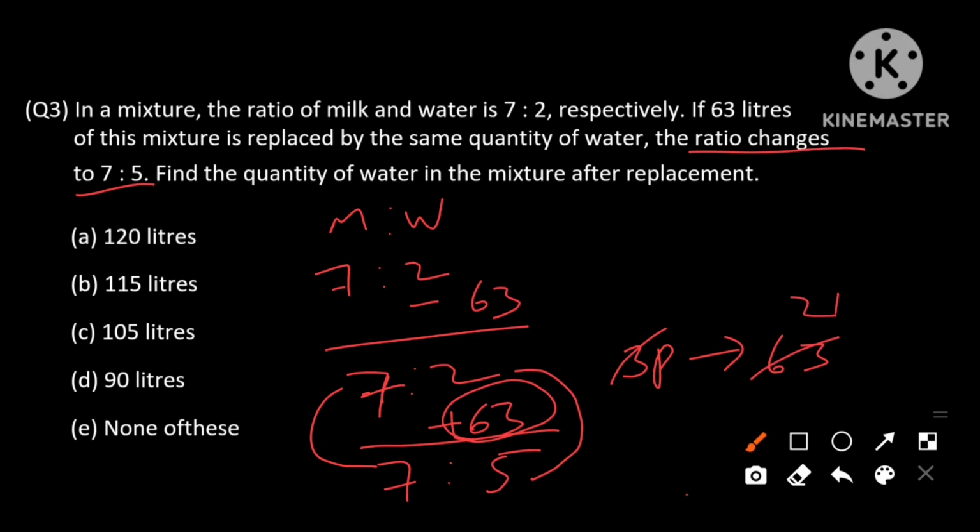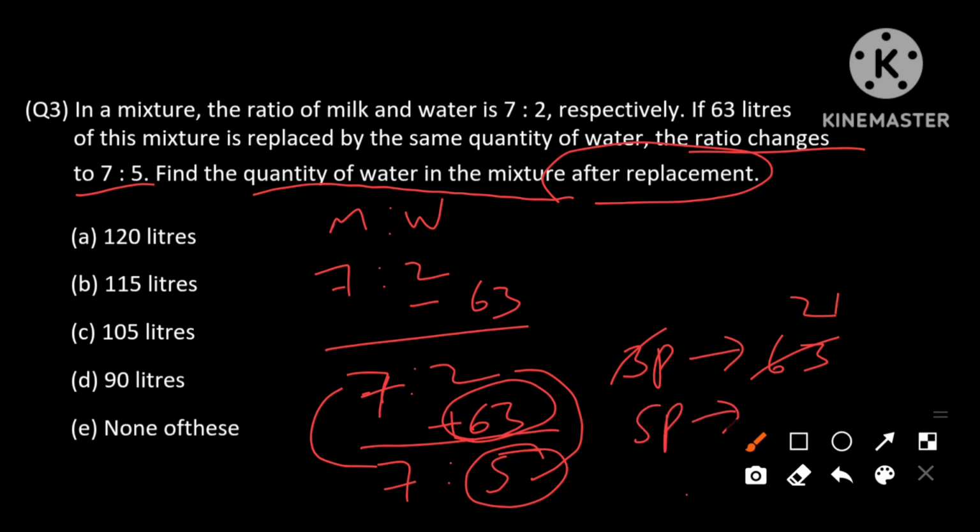So what is the answer we need to find? Find the quantity of water in the mixture after replacement. Asking about this 5 parts. So we need to find the 5 parts value. 5 into 21, which will be 105. Option C is our answer.